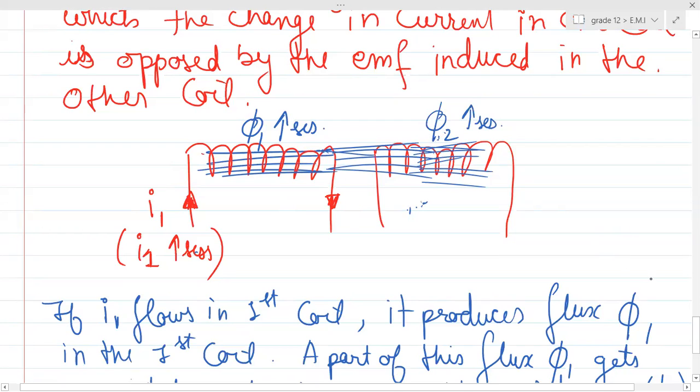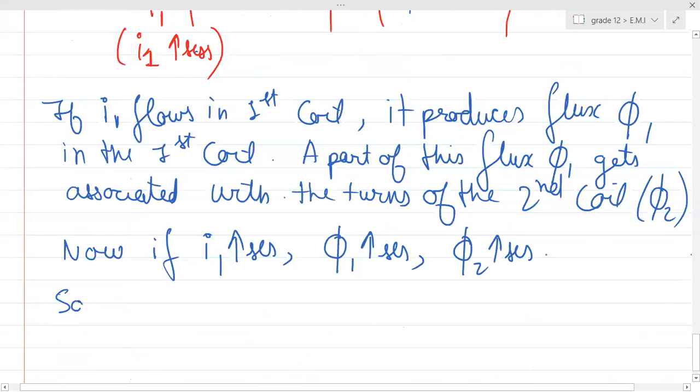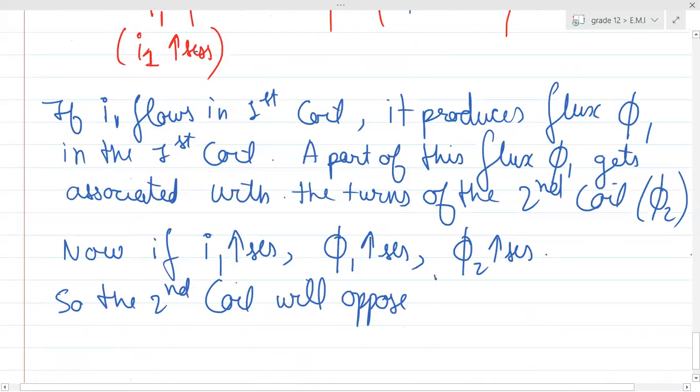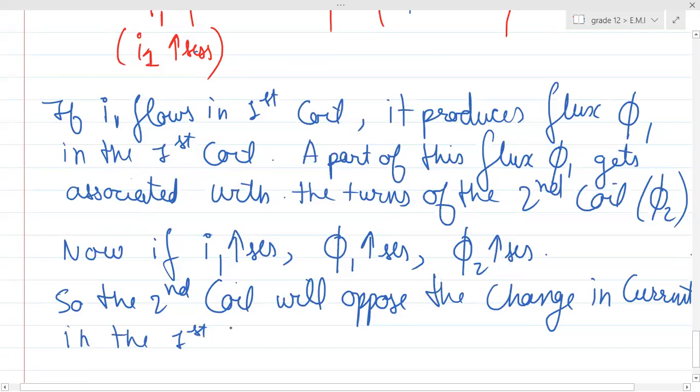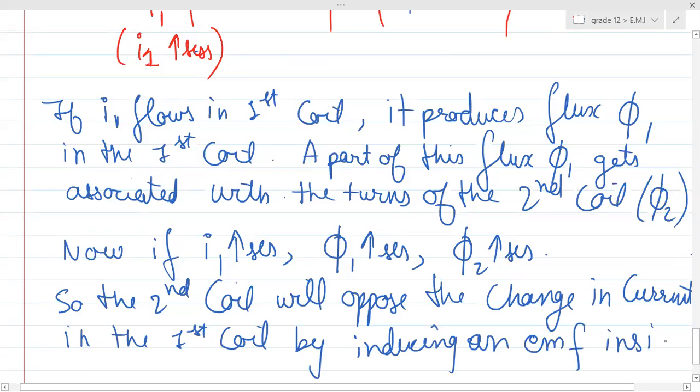So basically what will happen? Due to this opposition, an EMF will be induced in the second coil. So the second coil will oppose the change in current in the first coil by inducing an EMF inside it.